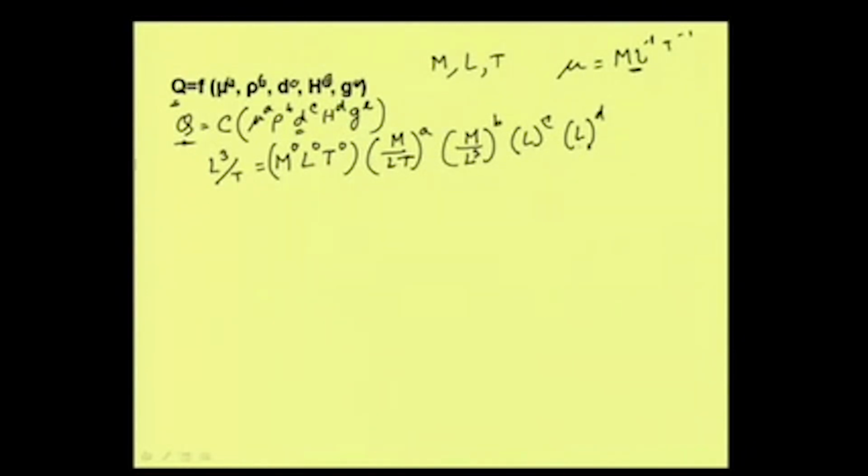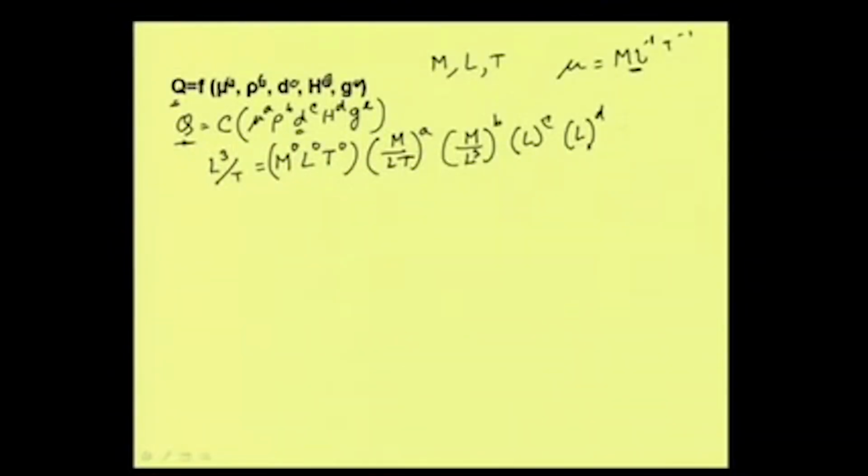And what is g? g is nothing but acceleration due to gravity. Whether it is acceleration due to gravity or due to anything else, dimension-wise it is the dimension of acceleration. So what can we write for g? As we know, the dimension of acceleration can be written as length by time square. So this to the power e.